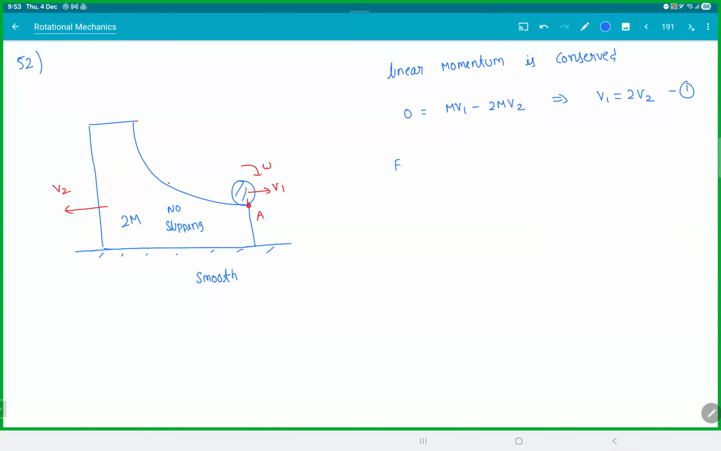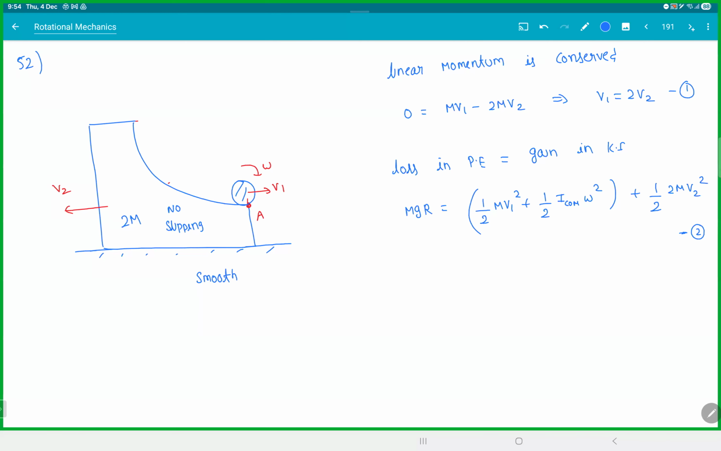Next thing, loss in potential energy is equal to gain in kinetic energy. Initially, the ball is at a height of r from the surface. This is also r from the surface. So the difference is still capital R only. mgR is equal to half m v1 square plus half I center of mass omega square, this is for the ball, plus half 2m v2 square for the wedge. Till here, most people get it right.